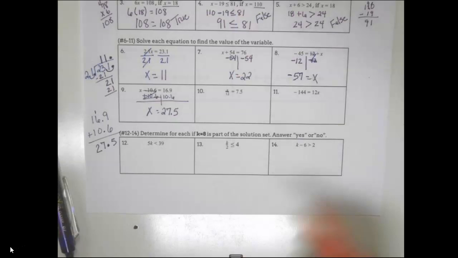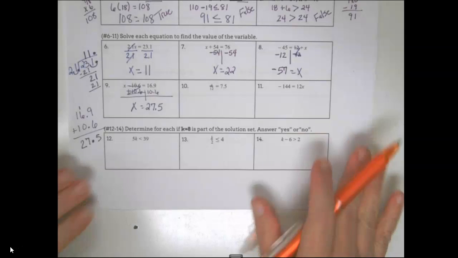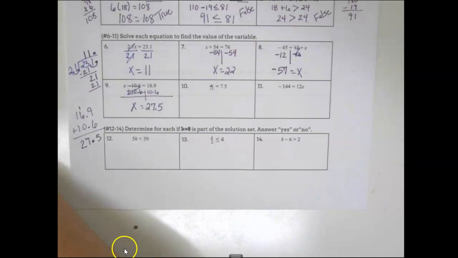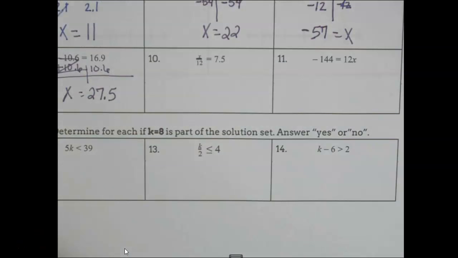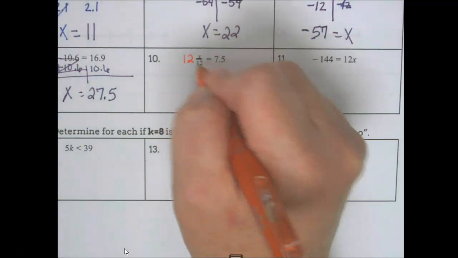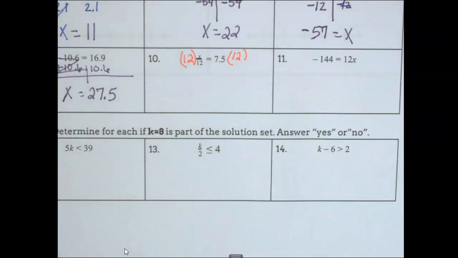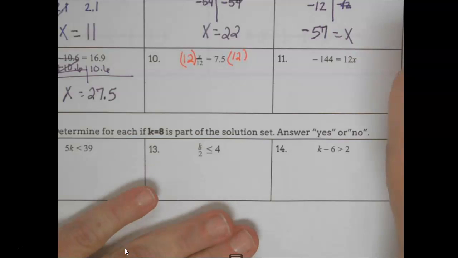So number 10, x divided by 12. This is division. The inverse to division is multiplication. So I'm going to multiply both sides by 12. So 12 times 7.5.